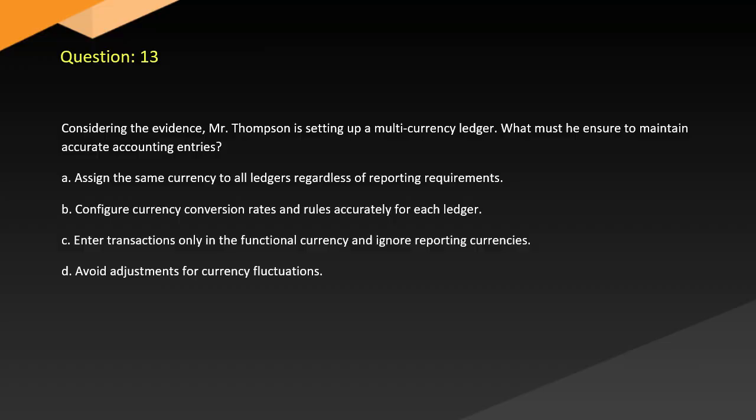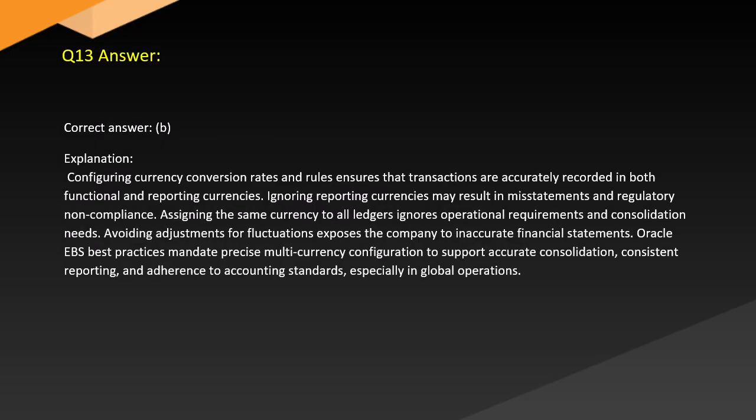Question 13. Considering the evidence Mr. Thompson is setting up a multi-currency ledger, what must he ensure to maintain accurate accounting entries? A. Assign the same currency to all ledgers regardless of reporting requirements. B. Configure currency conversion rates and rules accurately for each ledger. C. Enter transactions only in the functional currency and ignore reporting currencies. D. Avoid adjustments for currency fluctuations. Answer. Correct answer, B.